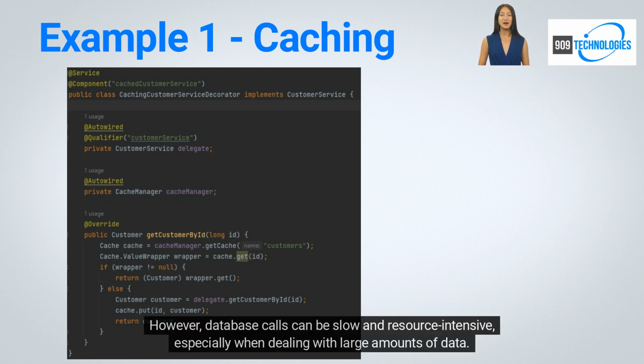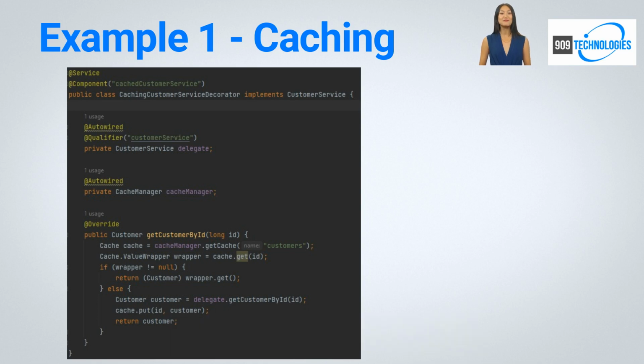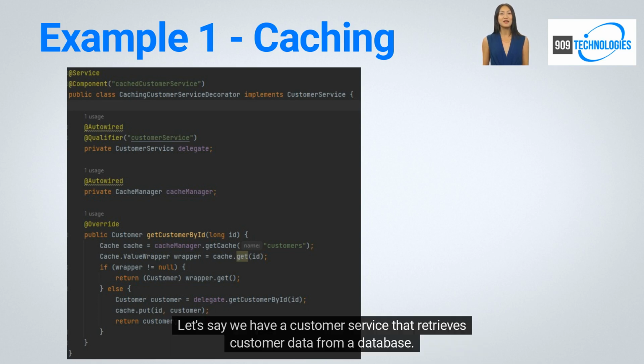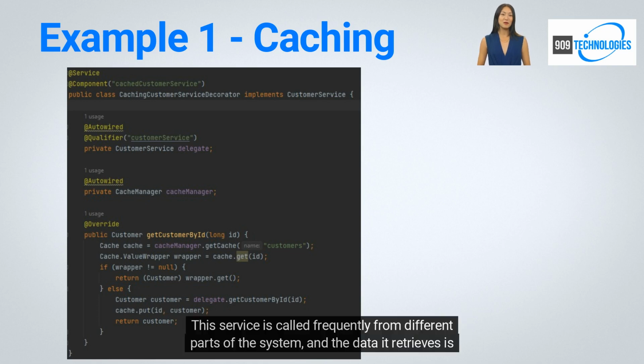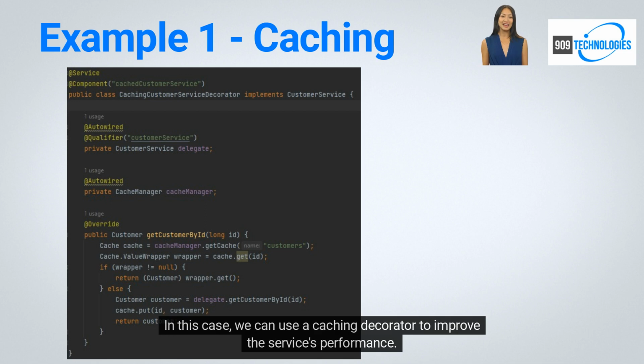However, database calls can be slow and resource-intensive, especially when dealing with large amounts of data. Caching is a technique that can be used to improve performance by reducing the number of database calls. Let's say we have a customer service that retrieves customer data from a database. This service is called frequently from different parts of the system, and the data it retrieves is relatively stable, i.e., it doesn't change frequently. In this case, we can use a caching decorator to improve the service's performance.